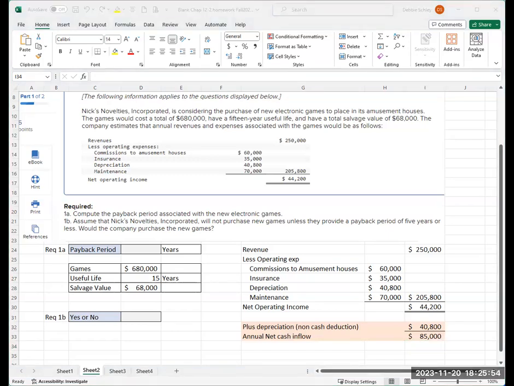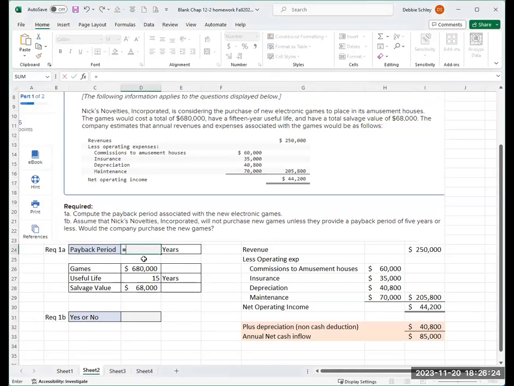Now, the definition of payback period in this instance is the initial investment divided by the actual net cash inflows. So that's why we don't worry about depreciation, because it's not cash, it's just on the books. And so we need the actual cash coming in. And so payback period is going to be equal to my initial investment for the games divided by my annual net cash inflow. So for mine, it's 8.0 years.